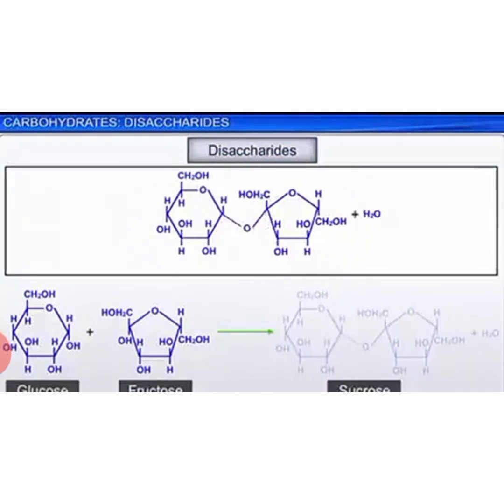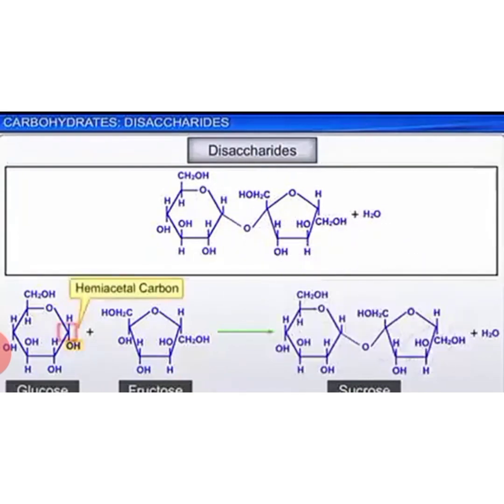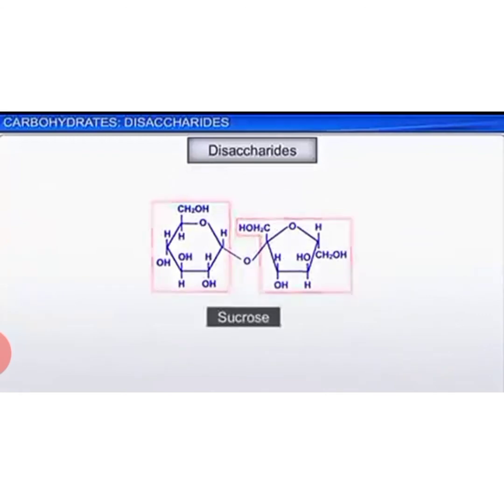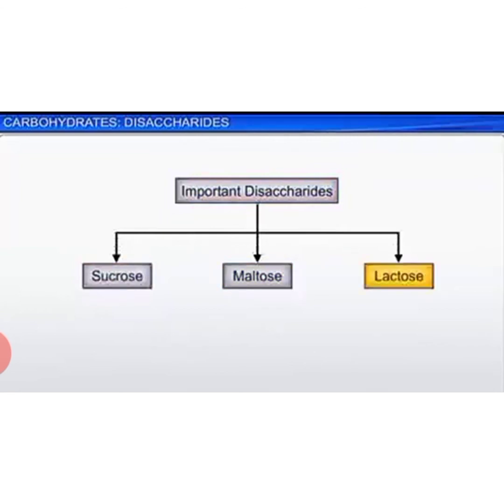Such a linkage, formed when the hydroxyl group of the hemiacetal carbon of one monosaccharide condenses with the hydroxyl group of another monosaccharide, is called glycosidic linkage. In other words, a linkage between 2 monosaccharide units through an oxygen atom is called glycosidic linkage. The 3 most important disaccharides are sucrose, maltose, and lactose. Let us now focus our attention on their structural aspects.